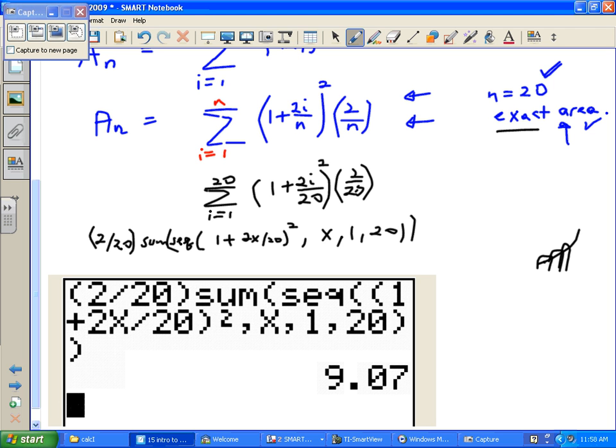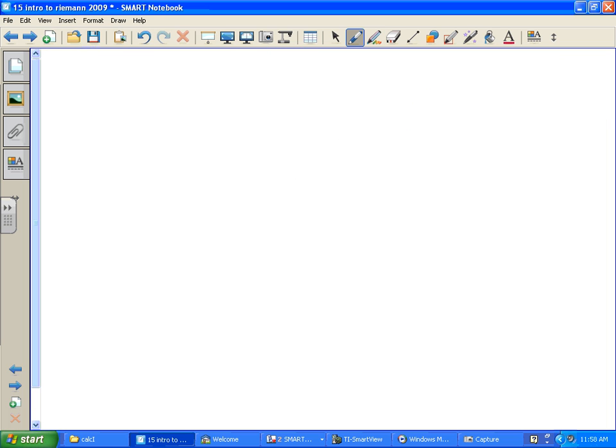Now let's do part B. Find the exact area under this curve. So for that, I'm going to start a new sheet and copy that A sub n to my new sheet. So A sub n was the summation of, as i goes from 1 to, let's do in general n right now, so from 1 to n, of (1 plus 2i over n) squared times 2 over n.